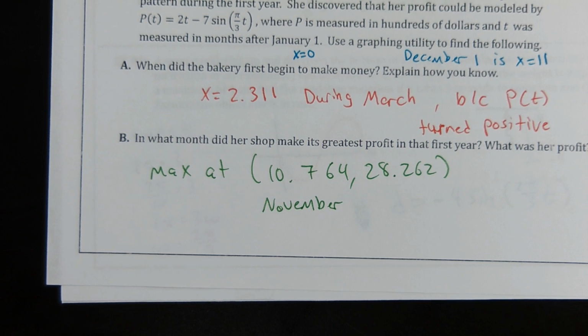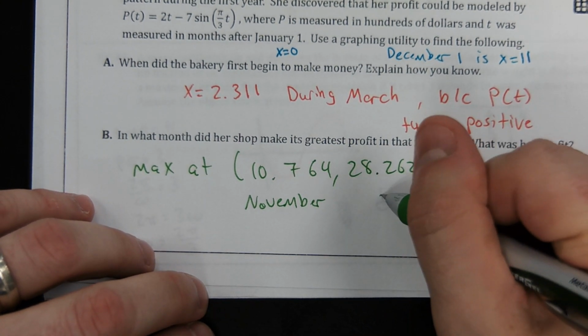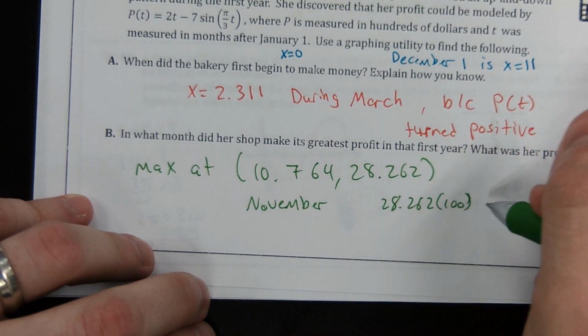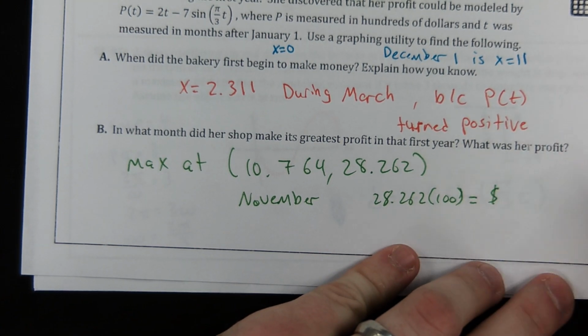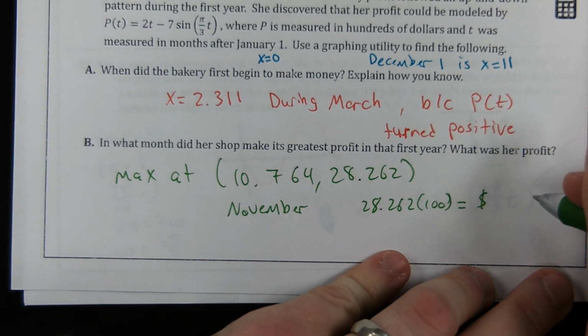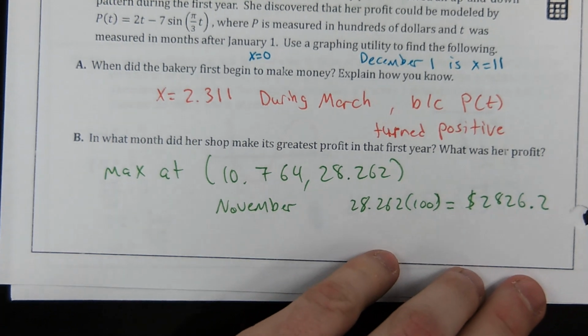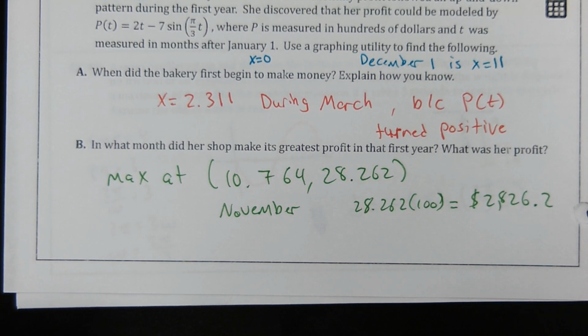And then it says what the profit was. Remember, this is in hundreds. So it's 28.262 times $100. Well, did you read the question? It says that it's a bakery. So 2826.2. It's only $2,800 profit that month. Not a whole lot of money in this bakery.